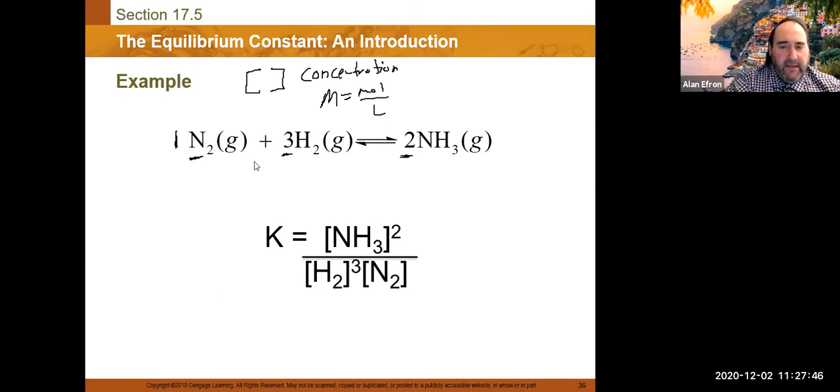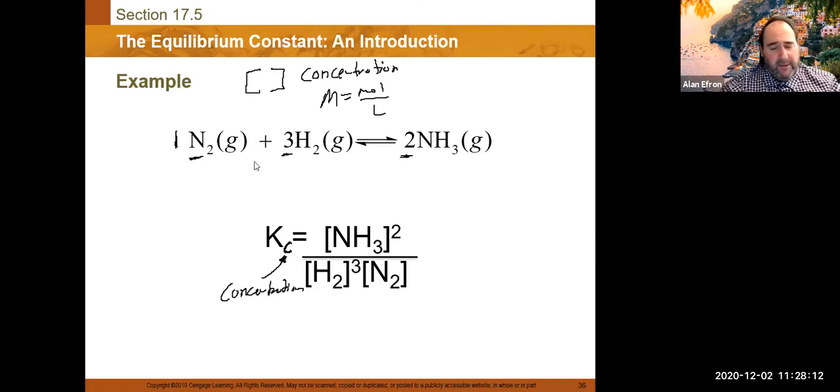And obviously, if you had values or numbers, you could just plug them in there and get an actual number for K. This is also sometimes referred to as Kc, and the C is for concentration. So sometimes people will talk about the Kc value, and that's what we're talking about here.